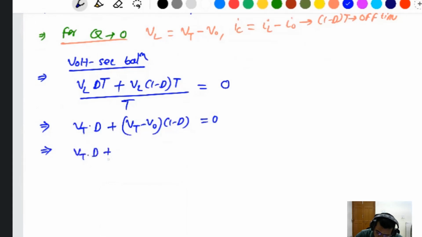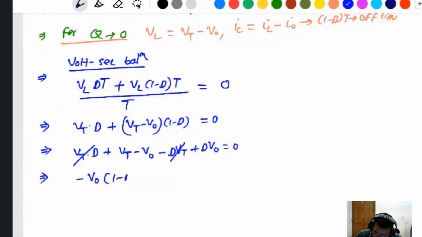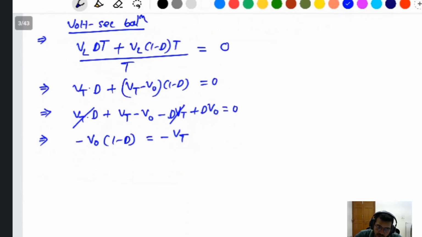VT into D plus VT minus V naught minus D into VT plus D into V naught. D into VT cancels out. Taking V naught common, you get minus V naught into (1 minus D) on the left side, and the right side is minus VT. Transferring from the left side to the right side, the output voltage is VT divided by (1 minus D).